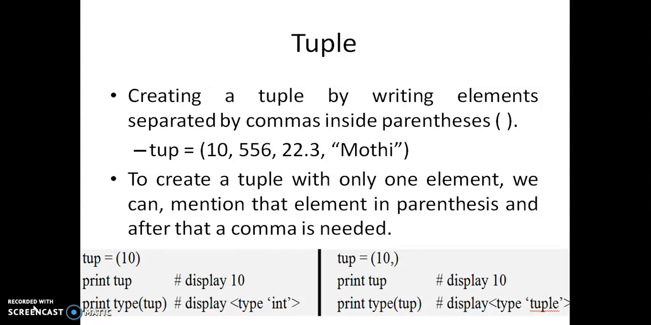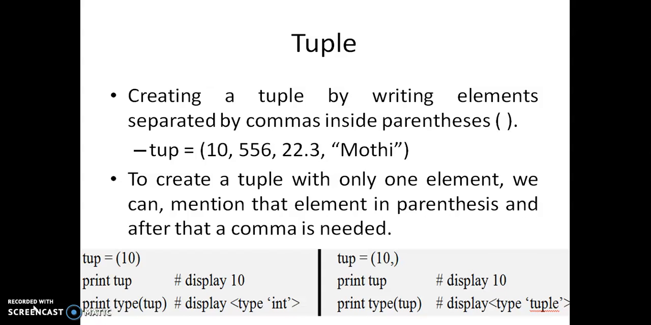Tup equals 10. Print tup displays the 10. If you want to see the type of the tuple, print type of tup, it prints int because there is only one value. Here the 10 is considered as an integer value, not as a tuple. This is not created as a tuple, it is created as one normal integer value.